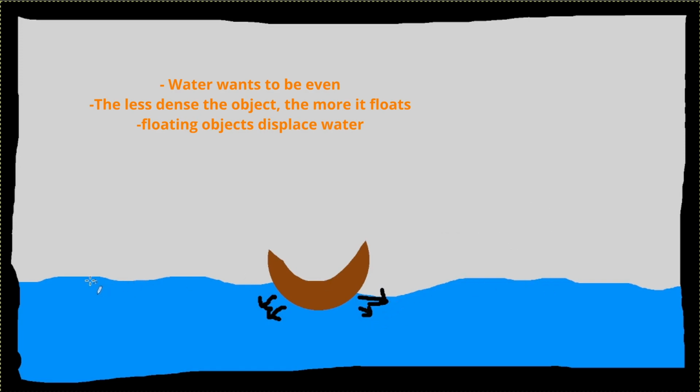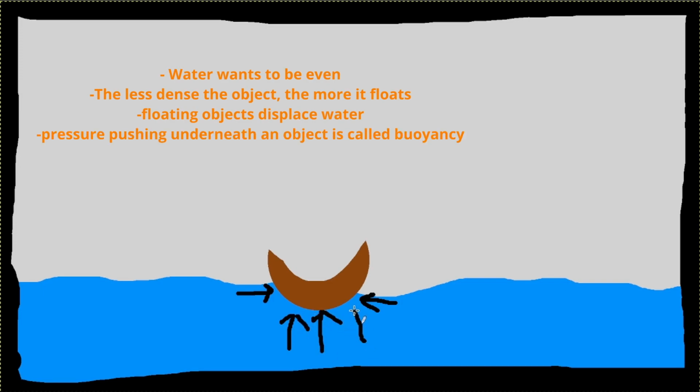Now the thing is, water wants to be even. It wants to be a straight line. So naturally, there will be pressure on each side. So it pushes back on the sides because of pressure. Now it doesn't only have pressure on the sides, it has pressure underneath. The underneath pressure is called buoyancy. That is what keeps your thing floating. So yeah, that's what buoyancy is.